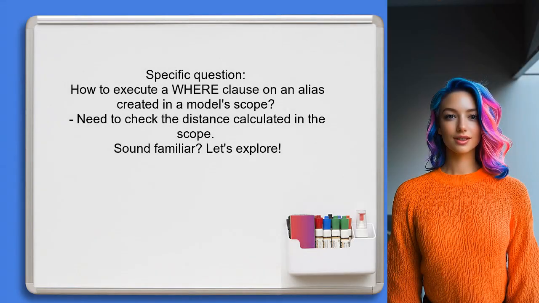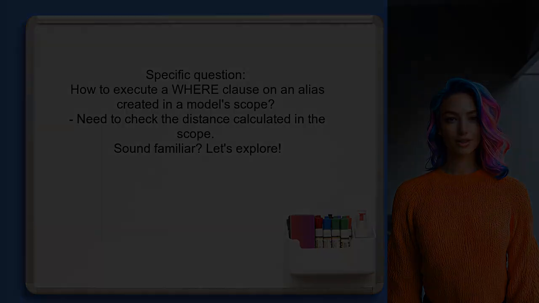Here's the specific question we're addressing today. One user asked how to execute a where clause on an alias created in their model's scope. They specifically mentioned needing to check the distance calculated in their scope. Sound familiar? Let's explore this together.